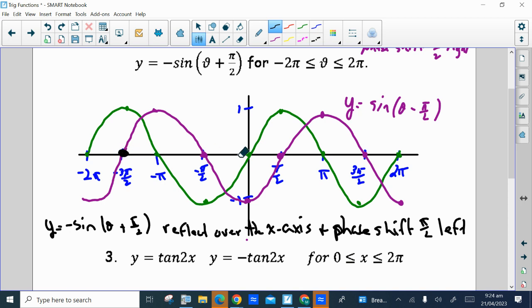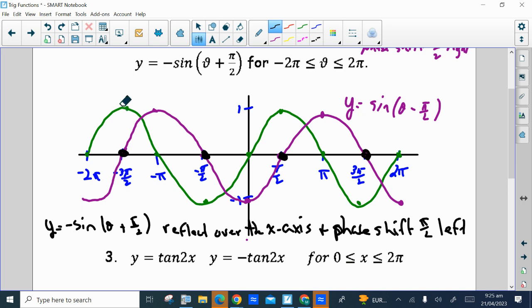So I'm going to start with the x-intercepts first. So that one there, 0, 0, doesn't change after the reflection, but then it goes pi over 2 to the left. This x-intercept at pi on the original graph doesn't change after the reflection, but it has to go pi over 2 to the left. Same thing with the 2 pi. That point where y is 0 doesn't change after reflection, but it must go pi over 2 to the left.